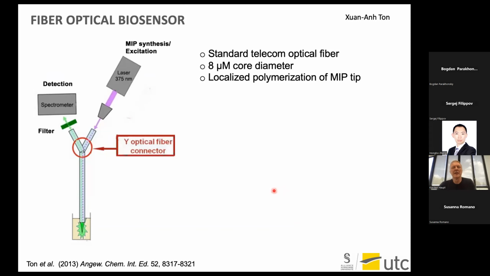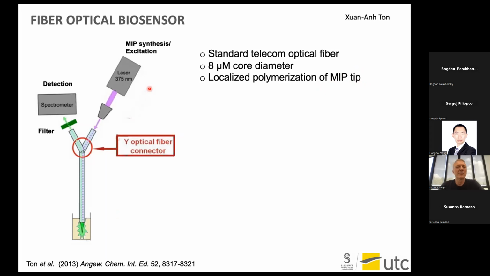Now I want to make just a very short parenthesis, because we are talking a little bit about sensing. I will, for a very short moment, leave the nanogels and look at a few other materials with you, in order to show that we can really make molecularly imprinted polymer-based sensors. I have only two examples. The first one is based on an optical fiber, a standard telecom optical fiber with an 8 micrometer core. The fiber is cleaved, and then at the end of the fiber, we will synthesize a molecularly imprinted polymer tip.